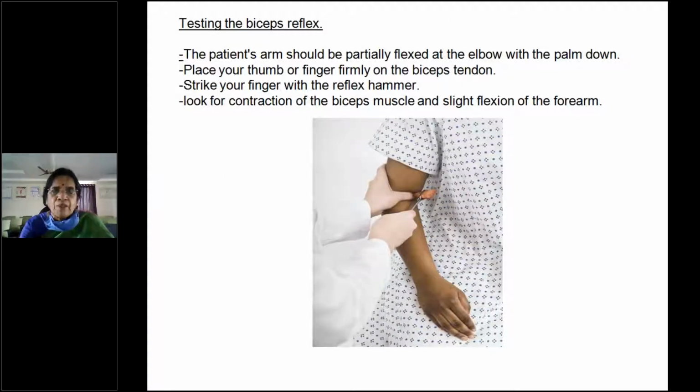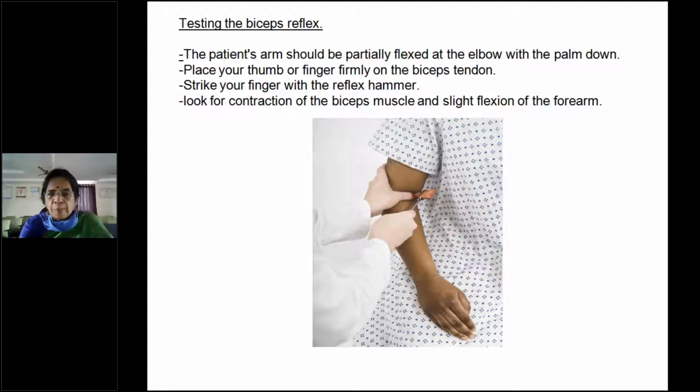The patient's arm should be held partially flexed at the elbow with the palm down, and the thumb should be kept over the biceps tendon. You keep the thumb over the tendon to be sure that it is the tendon only you are percussing. If you percuss deeply over the vessels, the brachial vessels are nearby, so we may cause a vascular injury. That's why you must apply the stimulus over the biceps tendon only, and see the contraction of the biceps muscle.